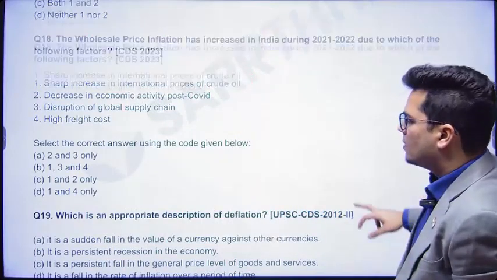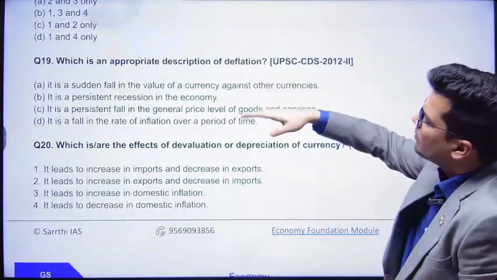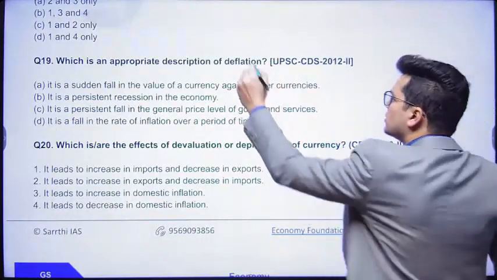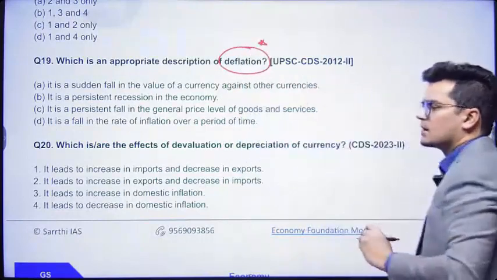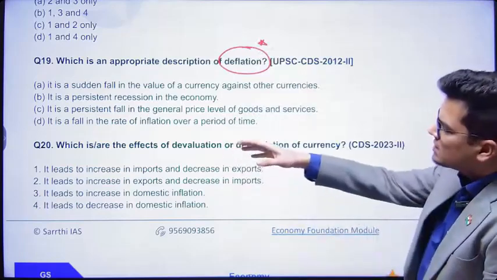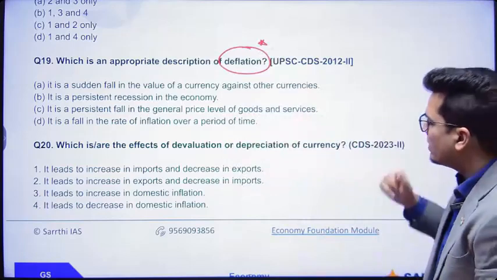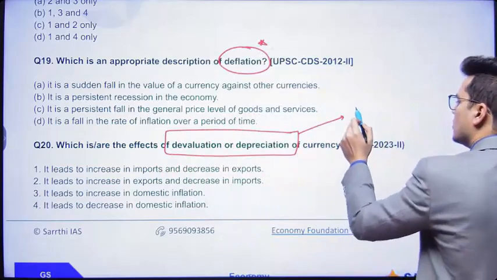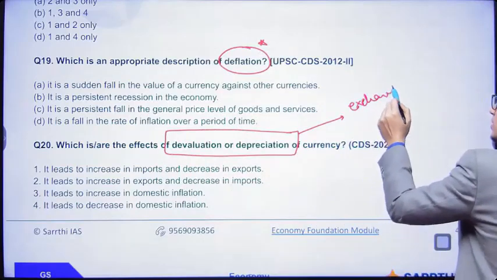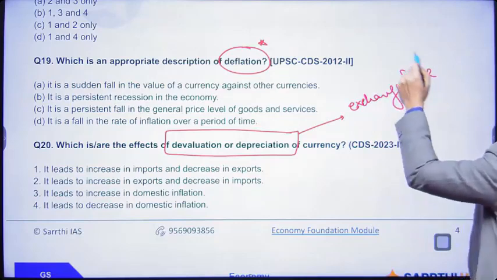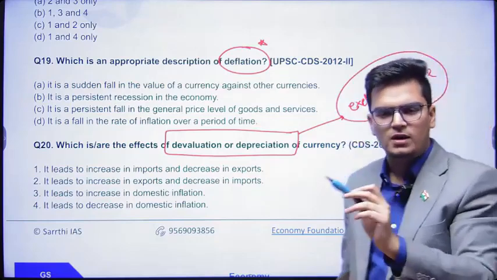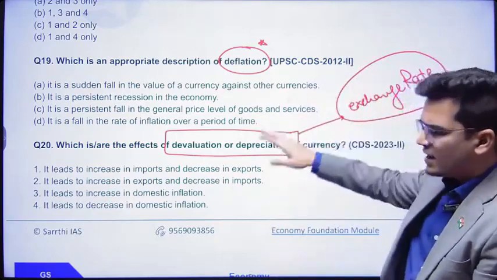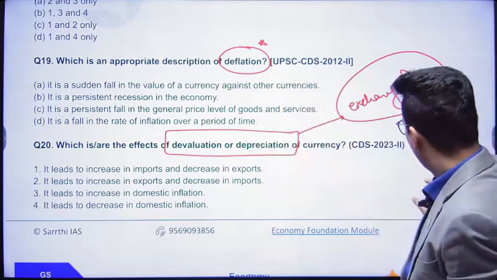Then, which one of the following is an appropriate description of deflation? We have seen that there are various terms that are asked, so deflation also is something that is asked. Now, which are the side effects of devaluation or depreciation of a currency? So again, linkage to the exchange rate in the economy. This is international economics. So exchange rate and inflation is also a topic that has been asked. This was asked earlier also.